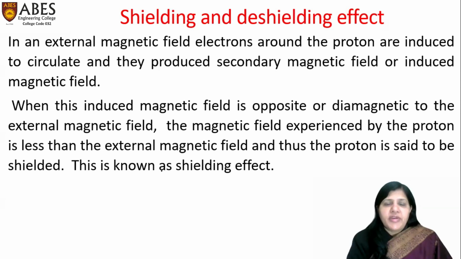Shielding and deshielding effect. In an external magnetic field, electrons around the proton are induced to circulate and they produce a secondary magnetic field or induced magnetic field. When this induced magnetic field is opposite or diamagnetic to the external magnetic field, the net magnetic field experienced by the proton is less than the external magnetic field, and thus the proton is said to be shielded. This is known as the shielding effect.